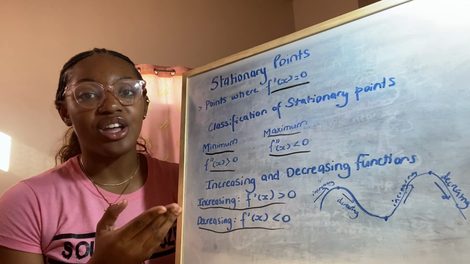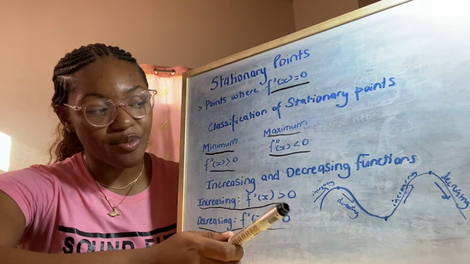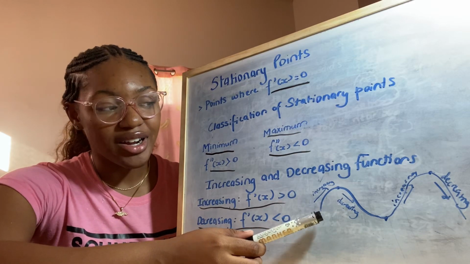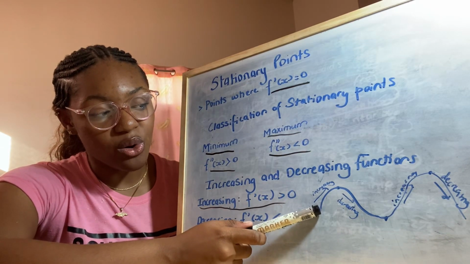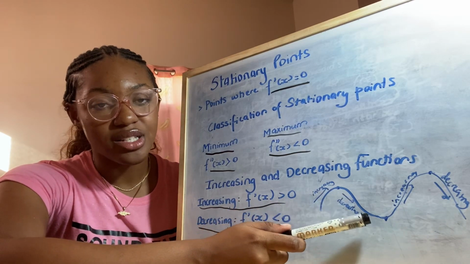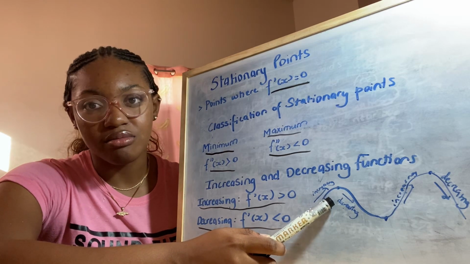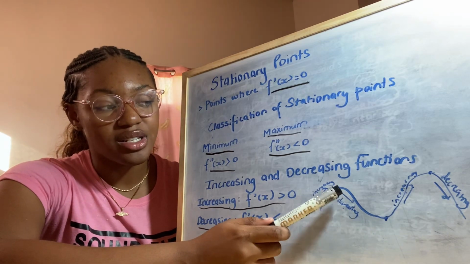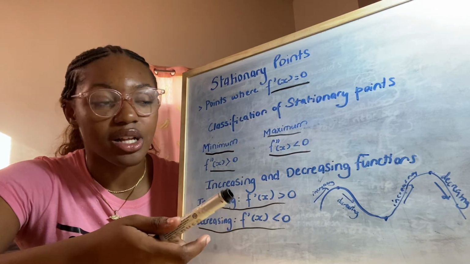Down here, we'll have increasing and decreasing functions. If you look at the little diagram right here, we have this continuous function, right? And we're seeing that once we go up the curve, it's increasing. However, when we go down, it's decreasing. And the point in between where it increased and decreased is the stationary point. So the stationary point is the turning point, basically.